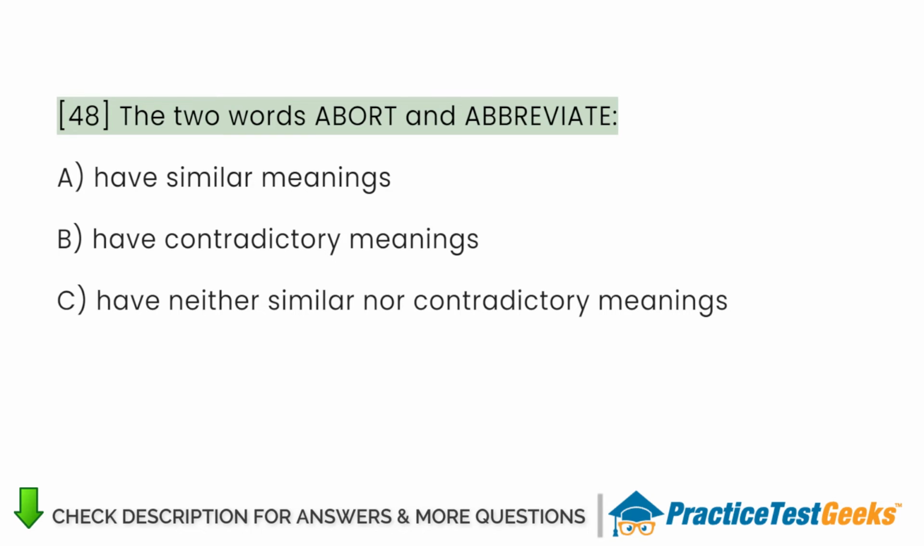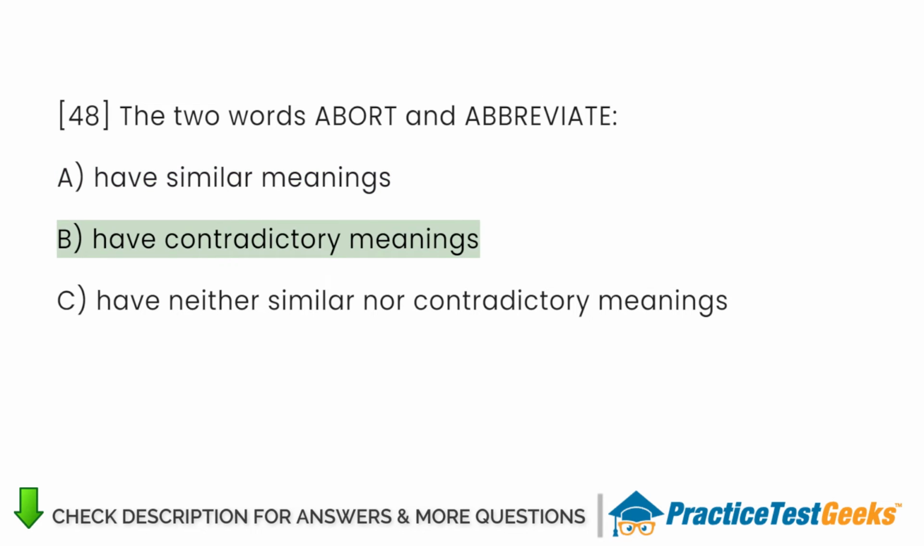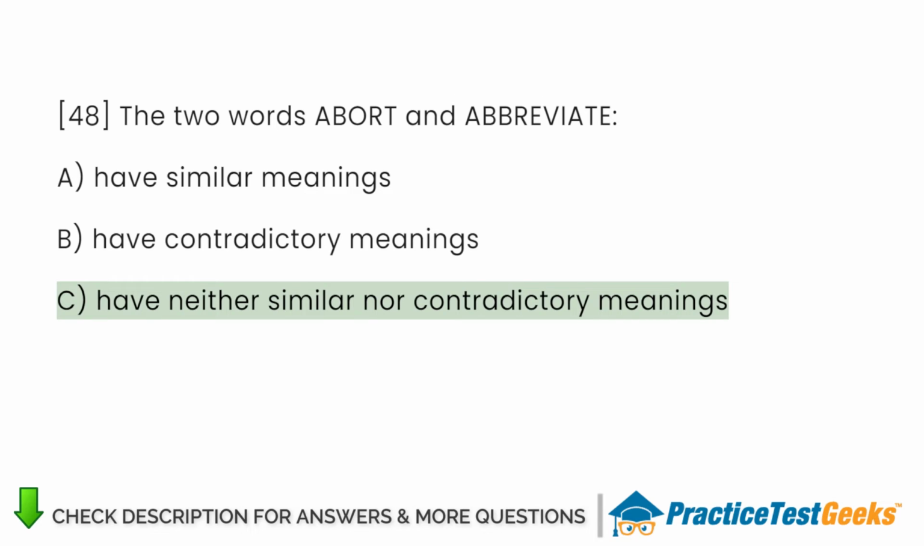The two words abort and abbreviate: A. Have similar meanings. B. Have contradictory meanings. C. Have neither similar nor contradictory meanings.